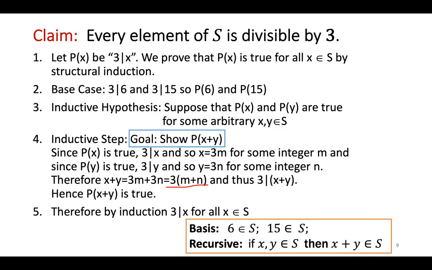Therefore, we can make X plus Y, that is 3m plus 3n, which can be written as 3 times m plus n. That's why 3 divides X plus Y. So P of X plus Y is true. So the claim that 3 divides X for all X in S is true by structural induction.